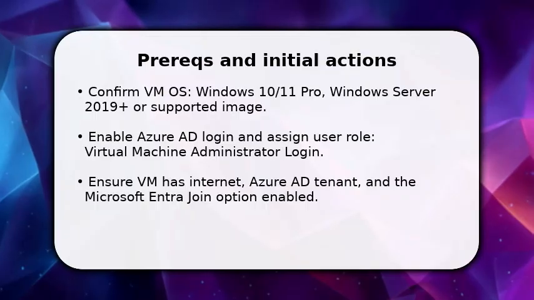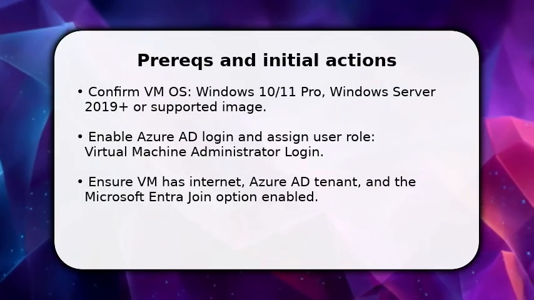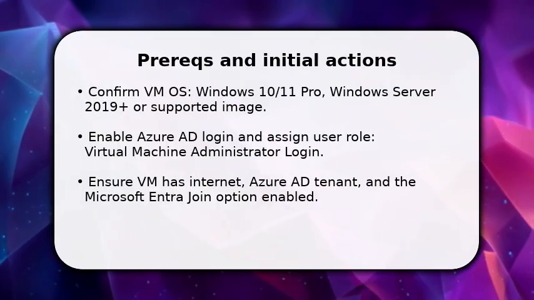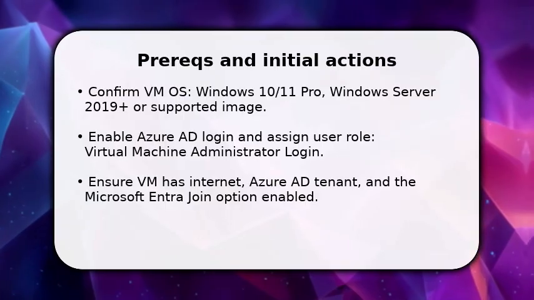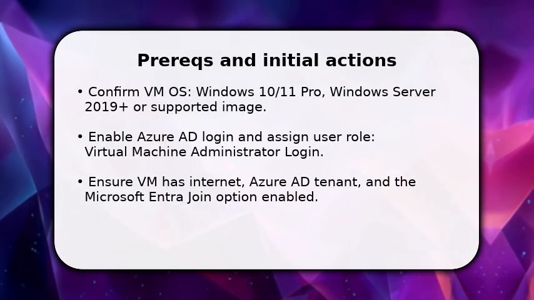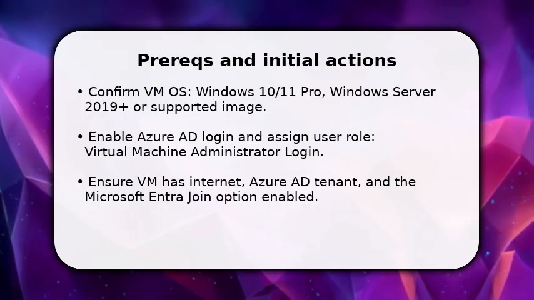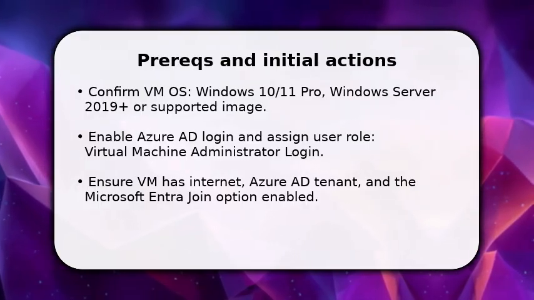You start by verifying prerequisites and taking the first steps. Make sure the VM OS and your Azure AD tenant support Azure AD join. Next, enable Azure AD login in the VM's configuration blade and assign the user the virtual machine administrator login role. This grants the needed permissions to sign in.